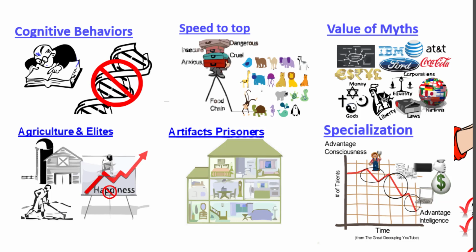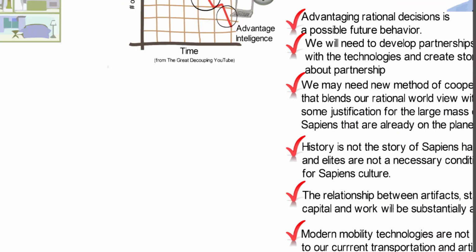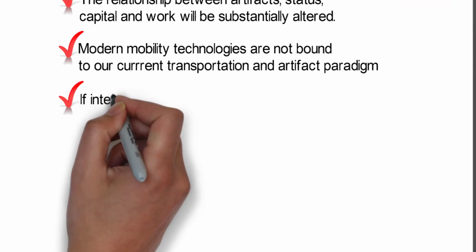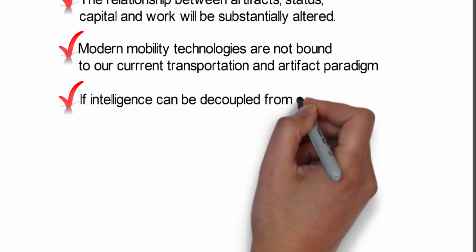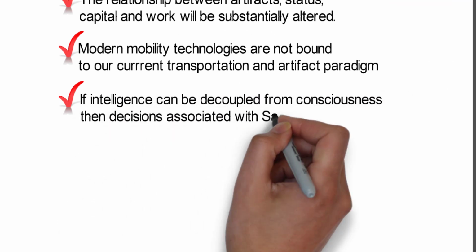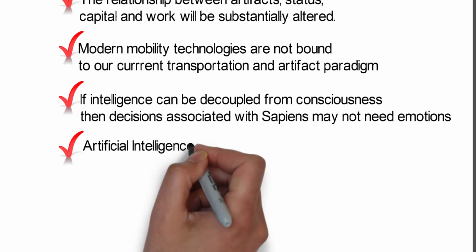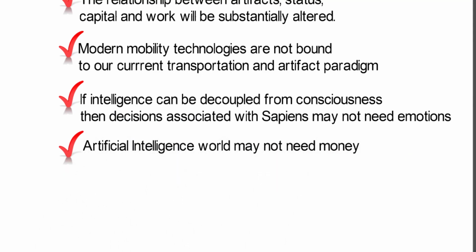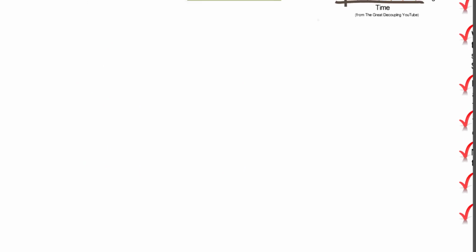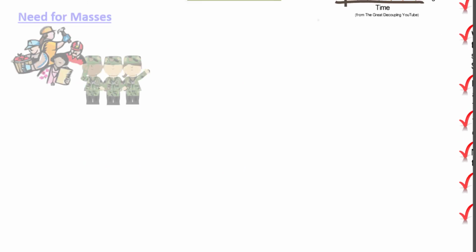Specialization, when he talks about that, specialization advantaged the need for money, a common denominator for trade, intelligence over consciousness, and the idea of hierarchy, top-down decision-making, and who is in charge. All of these were sourced from specialization. And why is that important? It's that if intelligence can be decoupled from consciousness, then decisions associated with sapiens may not need emotions. All right? The artificial intelligence world may not need money. These are very important issues, all right?